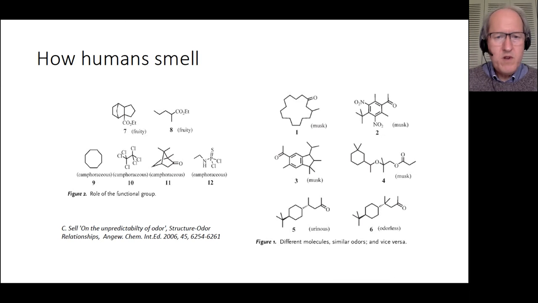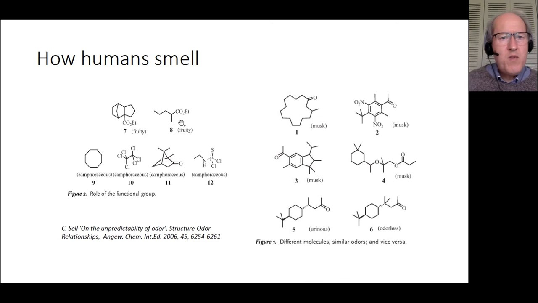Charles Sell in 2006 wrote a paper explaining what the problem is. If we look at these molecules, you'll see that underneath them there's a number, but more importantly, there's a label which tells you the kind of smell that it has. So if you look at the top left here, we see these ones described as fruity, and these ones down below here are described as being camphoraceous, and all six on the right here are called musk, except for one which it says Uranus.